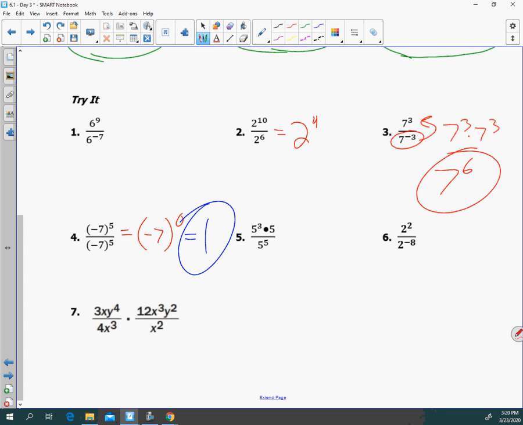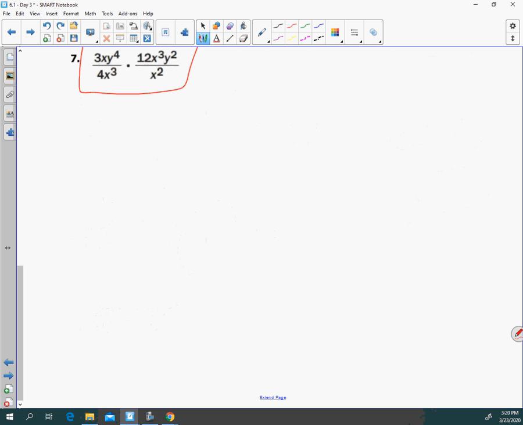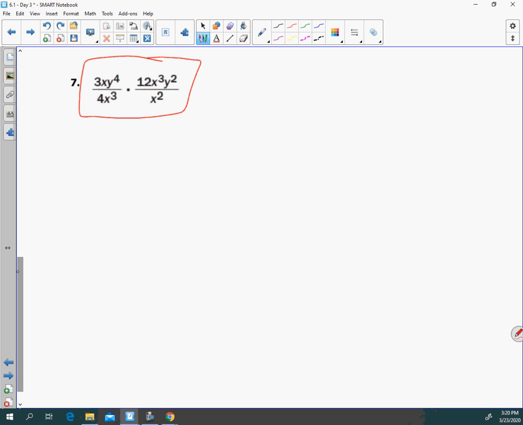Okay? Now, hopefully you thought those first 4 or 5 were pretty simple, because they are. They're not too much to them. But then you get down to something like number 7, and you're like, oh, what in the world's going on here? Those definitely look tricky. I'm gonna write this bigger so you can all see it a little bit nicer. 3x y to the 4th over 4x to the 3rd.